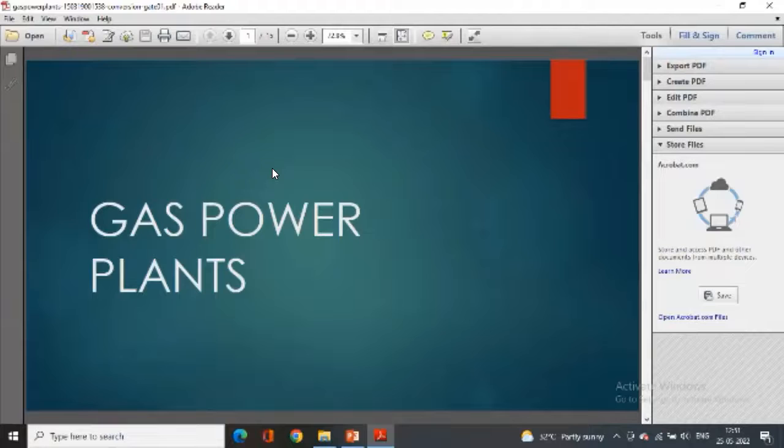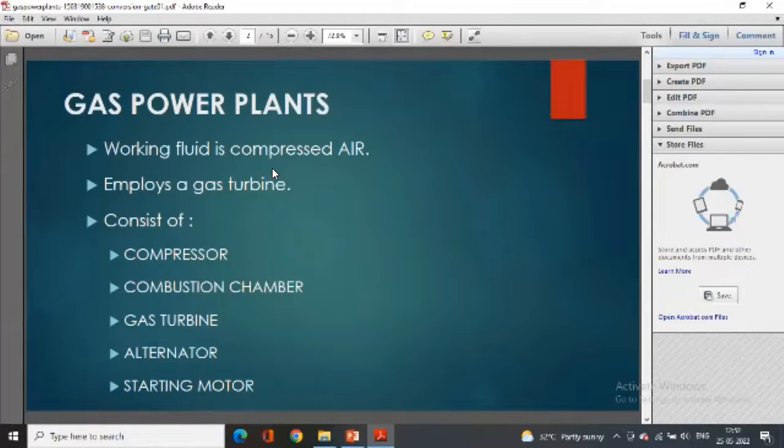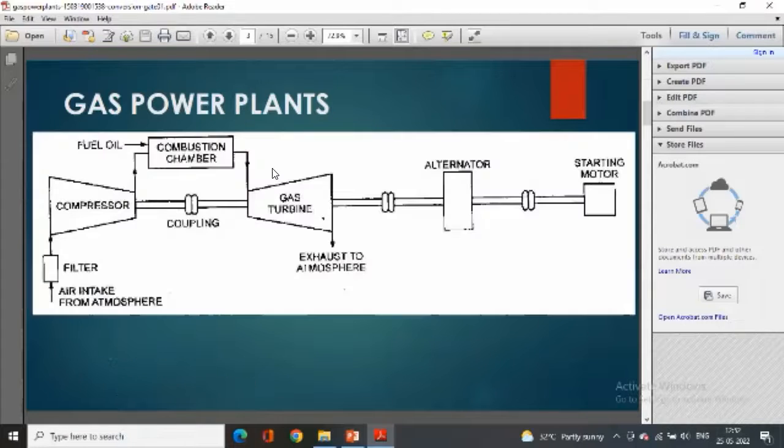We are seeing the gas power plant. The working fluid in a gas power plant is compressed air. It employs a gas turbine. It consists of a compressor, combustion chamber, gas turbine, alternator, and starting motor. This is a block diagram of the gas power plant.